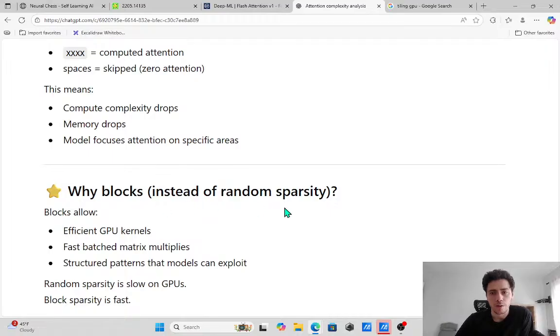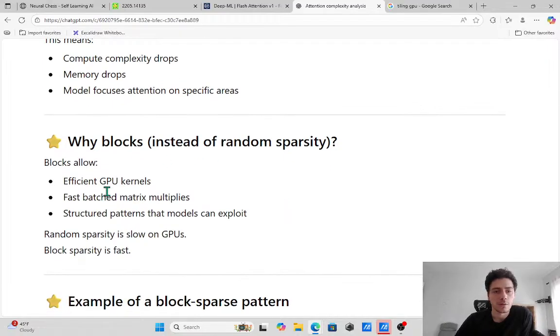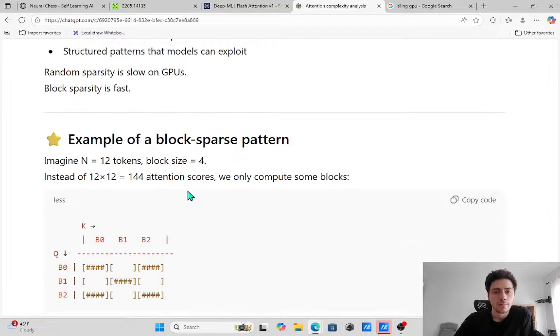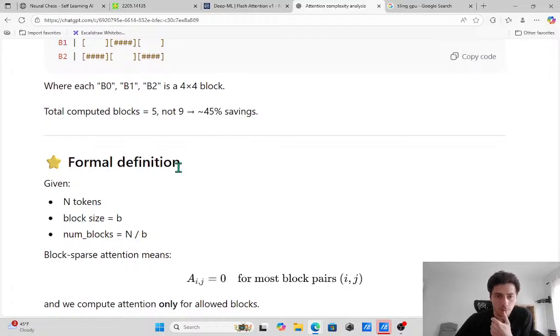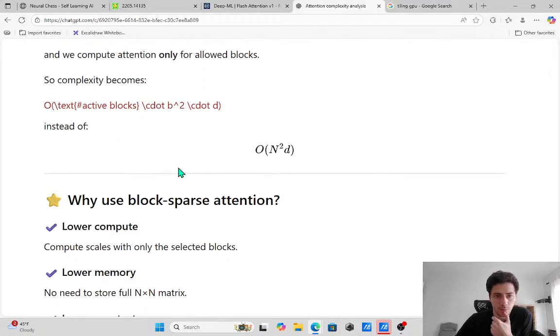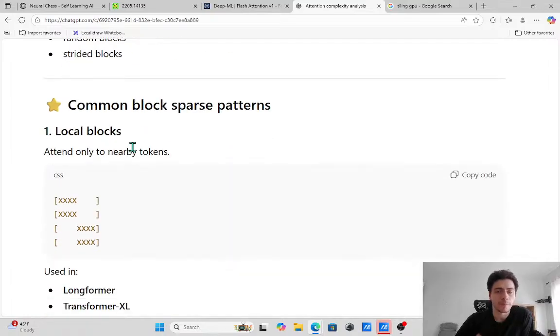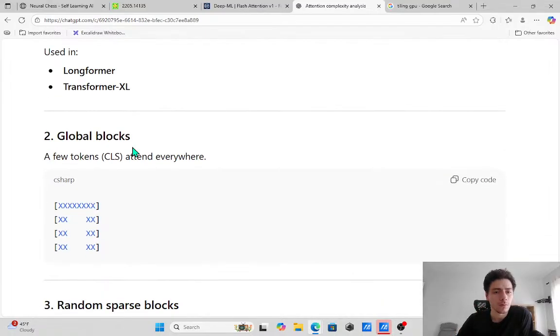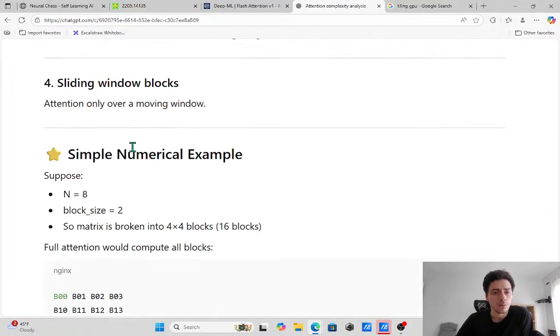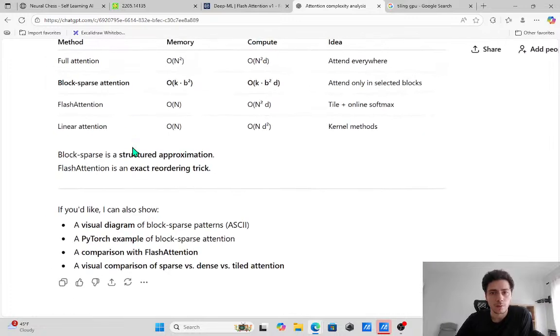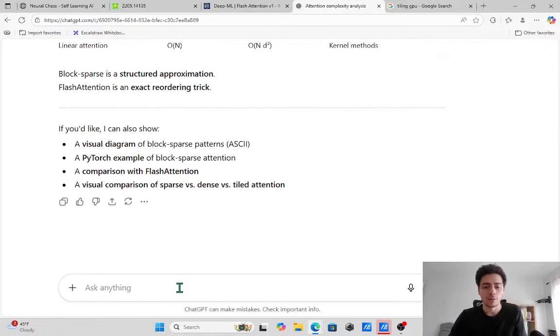Why blocks instead of random sparsity? Low compute, fine. Common block sparse pattern. But how do you... Okay, I feel like none of this is really answering my question. How do I know?